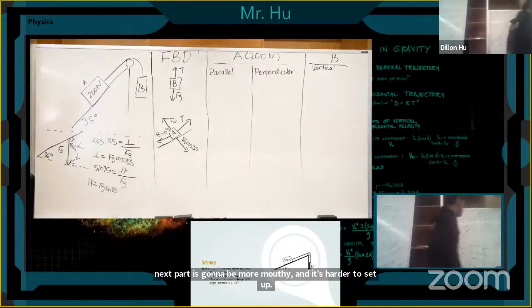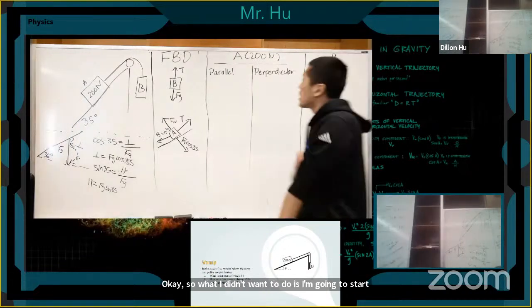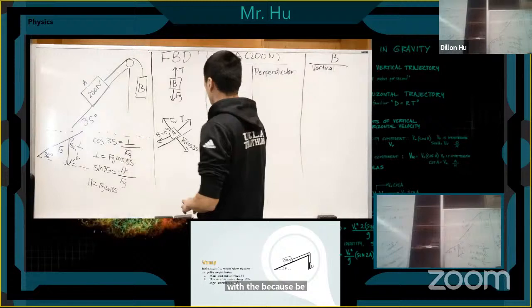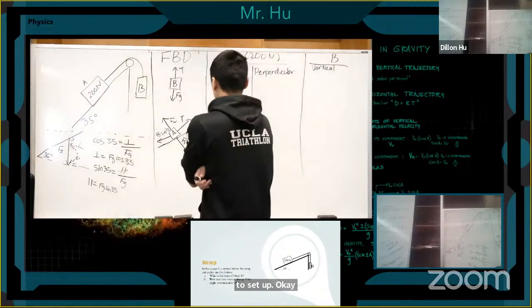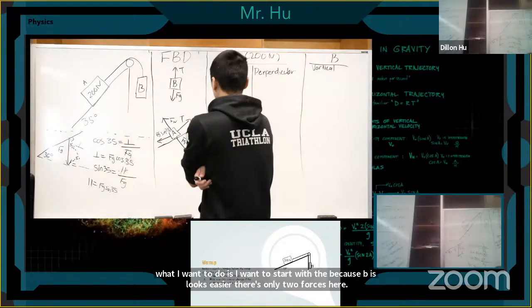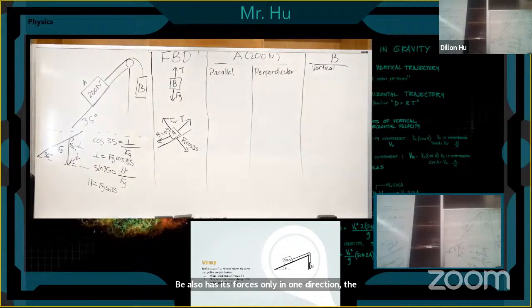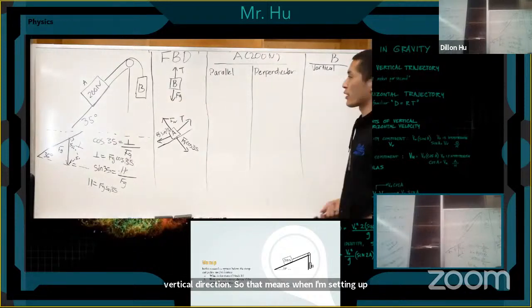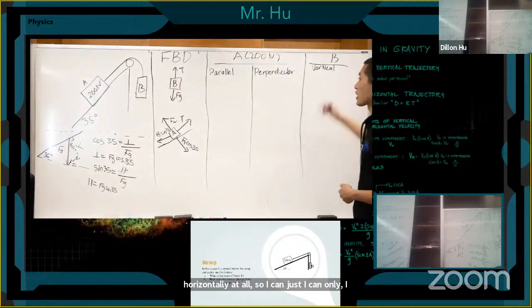Okay. So what I am going to do is start with B because B looks easier. There's only two forces here. B also has its forces only in one direction, the vertical direction. So when I'm setting up my equations for B, I can just ignore the horizontal direction altogether because B is not going horizontally at all. So I only have to work in the vertical direction, which makes my life a little bit easier.